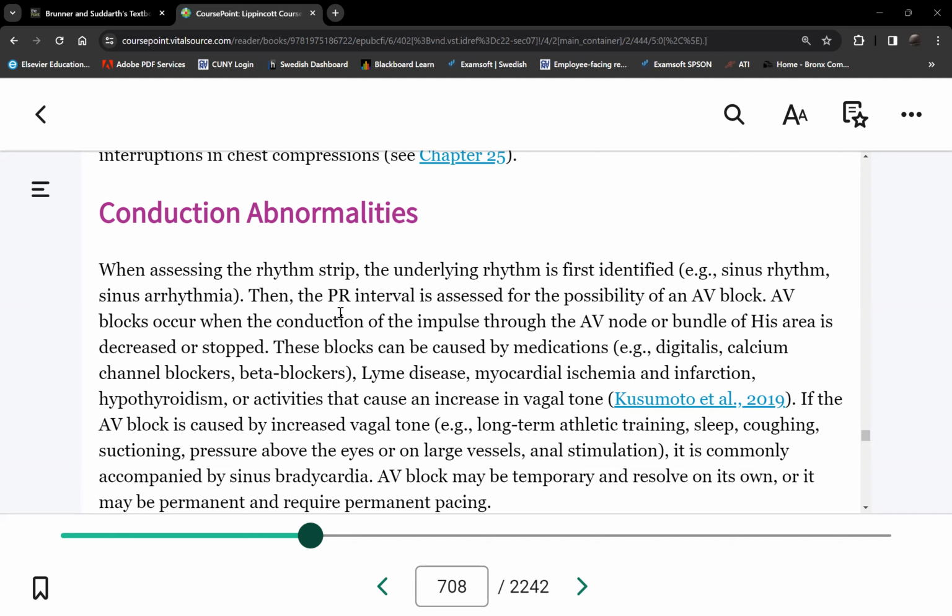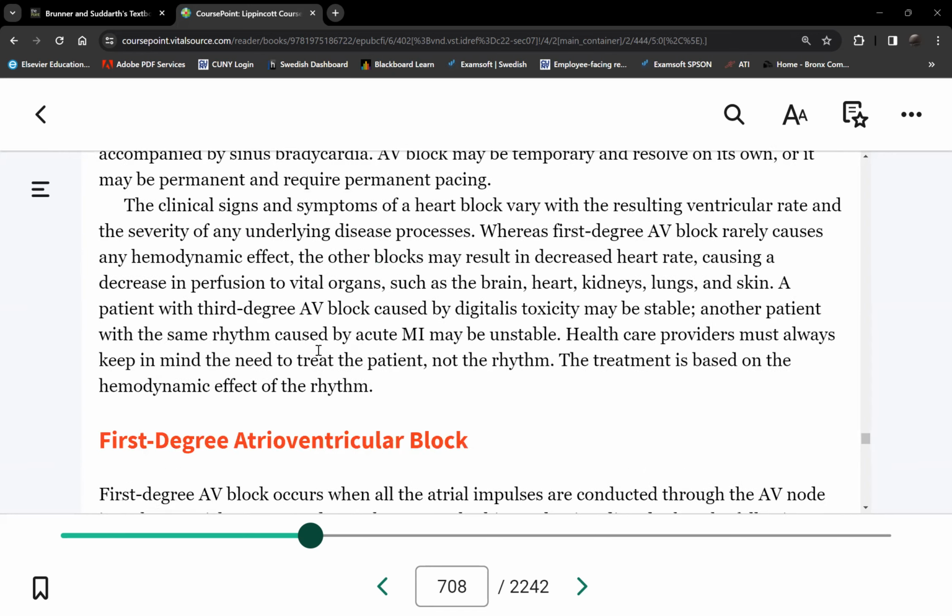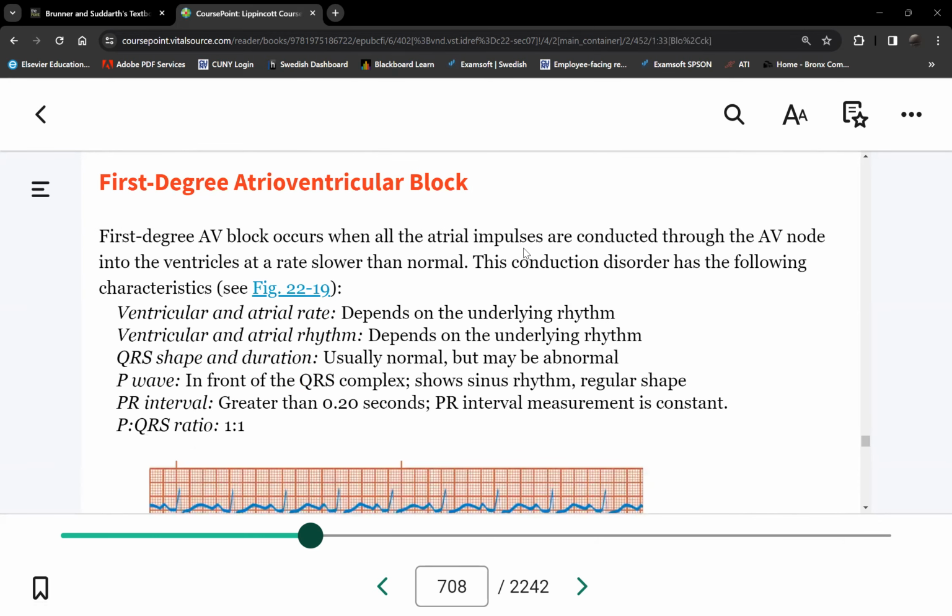Somehow, the electrical impulse from the SA node is either delayed or blocked as it reaches the AV node, meaning it's either delayed from reaching the AV node or it doesn't reach the AV node at all. Let's begin with the first degree. In first degree, this is generally harmless because this is only a delay. Because it's a delay, what do you think is the duration of the PR interval? It's going to be longer. Okay, so longer than what? How many seconds? It's longer than 0.2 seconds.